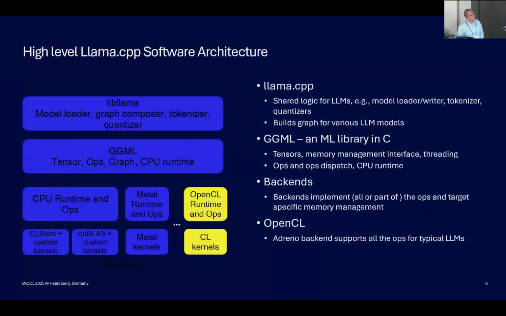Now the high-level software architecture. This is the so-called libllama, which handles a lot of the high-level stuff, including the model loader, graph composer, tokenizer, and quantizer. Underneath there's GGML, which handles tensors, ops, graphs, and the CPU runtime. And in the backend, depending on the API, you have the OpenCL runtime or the Metal runtime, and the OpenCL kernels or Metal kernels, and so on.